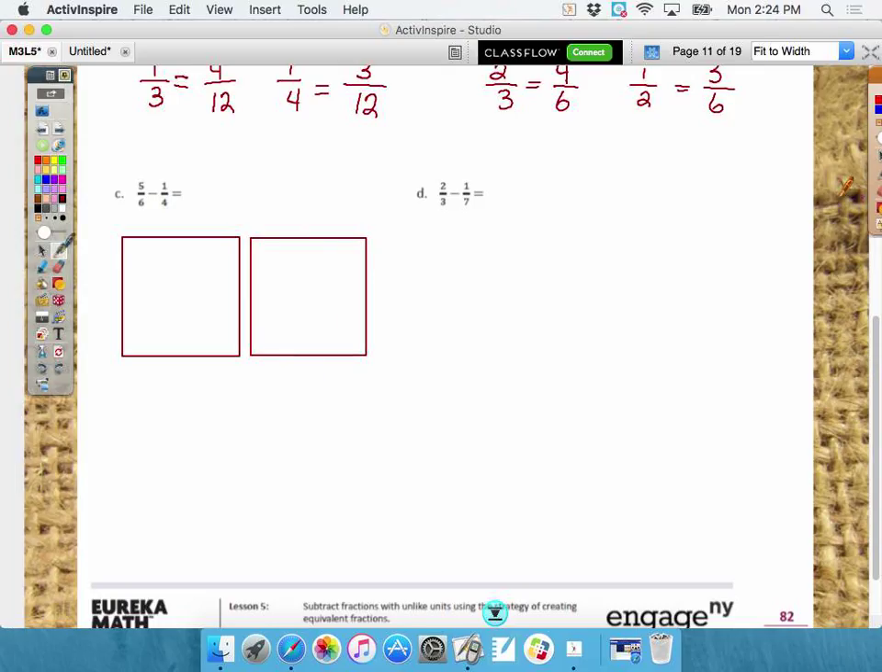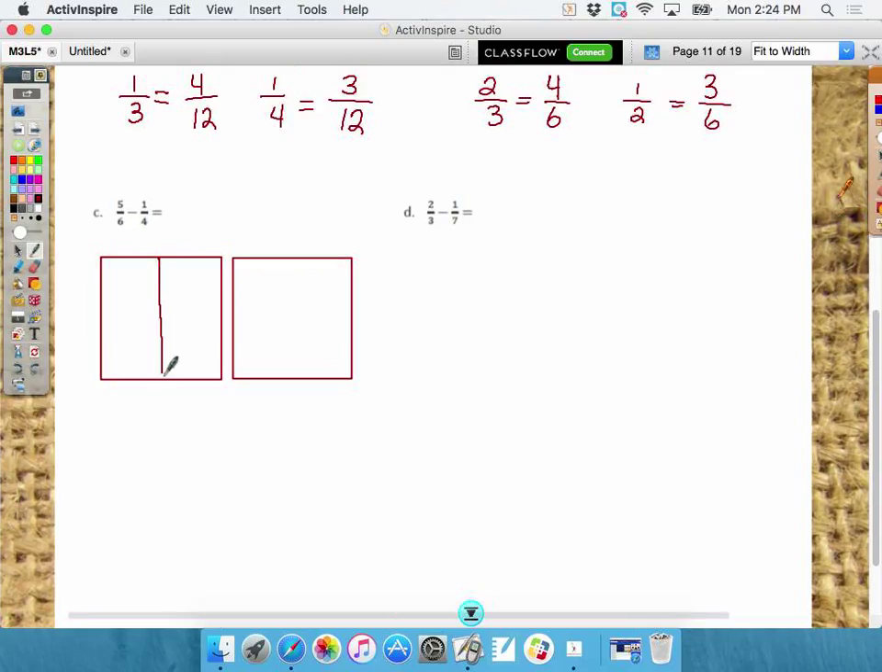Whenever I have a large denominator, chances are I'm going to have to simplify.